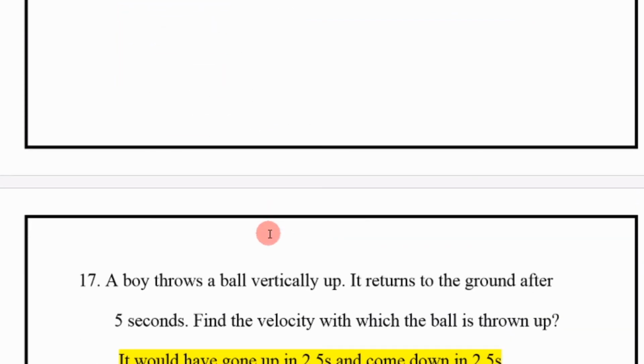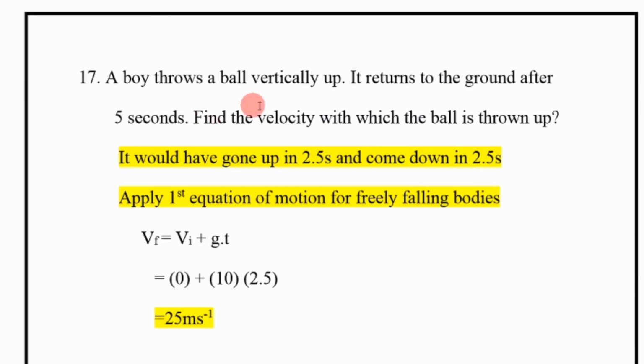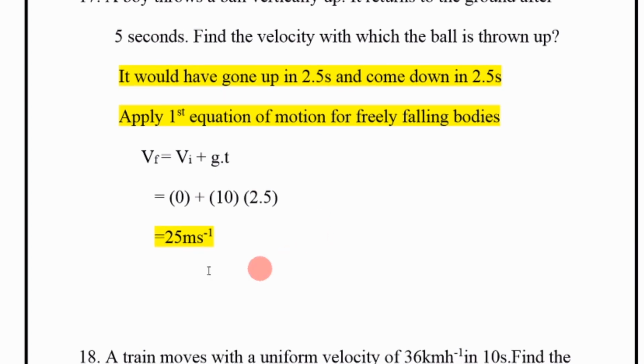Next, a boy throws a ball vertically up. It returns to the ground after 5 seconds. Find the velocity with which the ball is thrown up. It would have gone up in 2.5 seconds and come down in 2.5 seconds. Apply first equation of motion for freely falling bodies. Vf is equal to Vi plus Gt. We put the values and get velocity is equal to 25 meter per second.